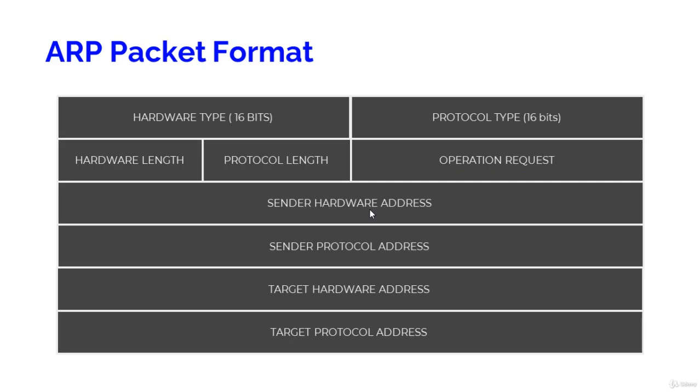Then sender hardware address or sender MAC address. This is the Layer 2 address of the device sending the message. Then sender IP address, the protocol address in IPv4 of the device sending that message. And target hardware address is nothing but the Layer 2 address of the receiver. And target protocol address, that is target IP address, is the protocol address of the intended receiver.